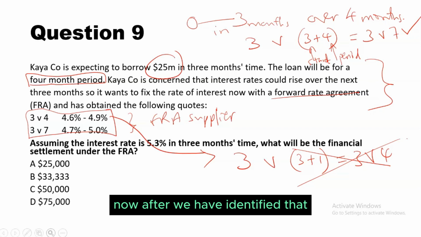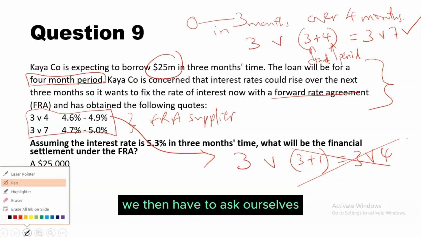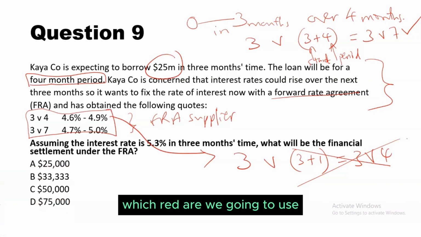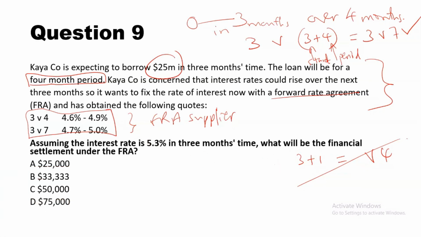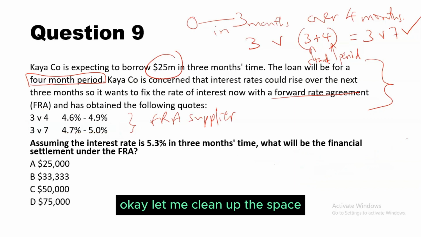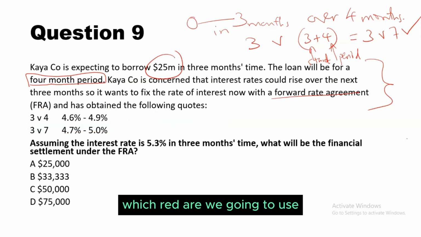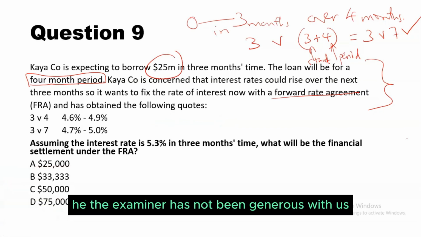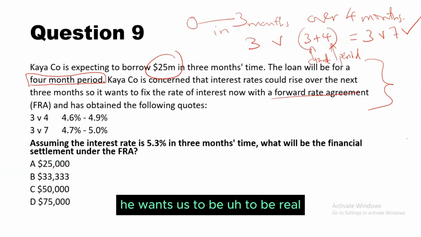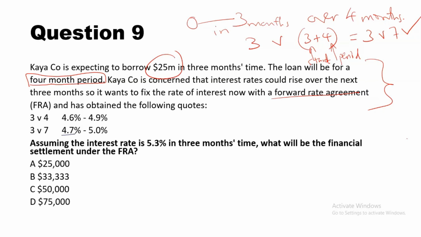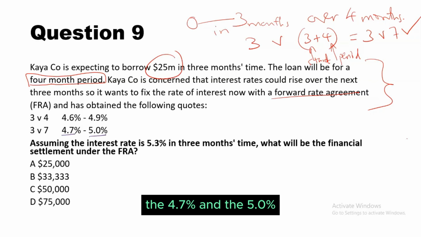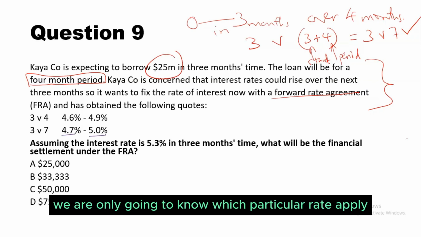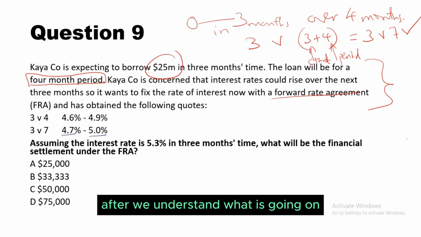Now, after we have identified that, we then have to ask ourselves, which rate are we going to use? Okay, let me clean up the space. Which rate are we going to use? Because here the examiner has not been generous with us. He wants us to be real, not fake financial managers. So we are given two rates here, the 4.7% and the 5.0%. We are only going to know which particular rate to apply after we understand what is going on.